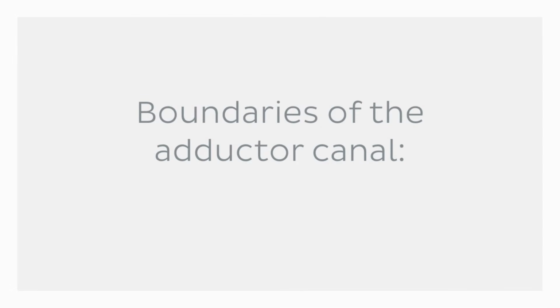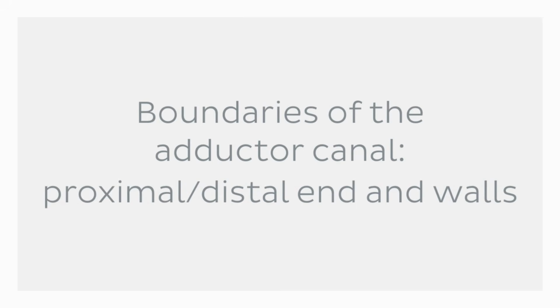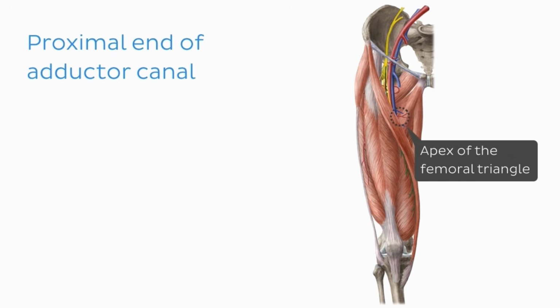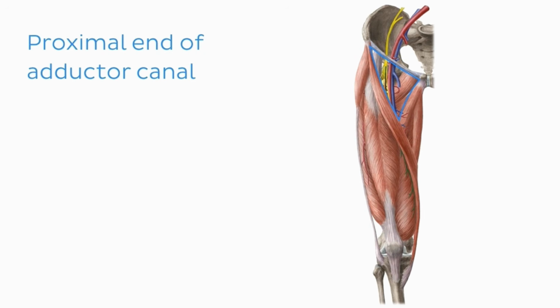In the next few slides, we're going to be looking at the proximal end, the distal end, and the walls of the adductor canal. So the adductor canal begins at this point here. This is also the apex of the femoral triangle. And the femoral triangle is this area over here where the femoral artery, the femoral vein, and the femoral nerve can be found.